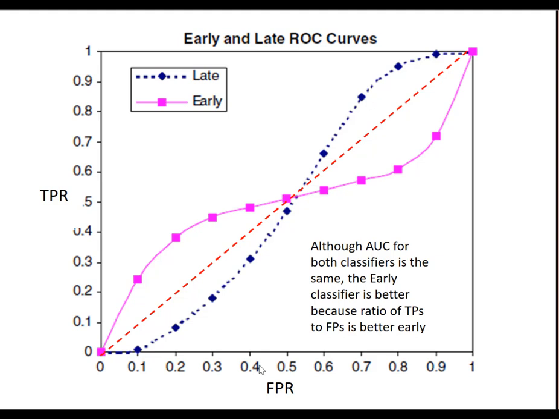So when you look at these, which one's better? Well, the one that finds more true positives early on is better. And so even though they both would have essentially the same area under the curve, it's more valuable to have the one where we're doing a better job of finding the true positives before the false positives.